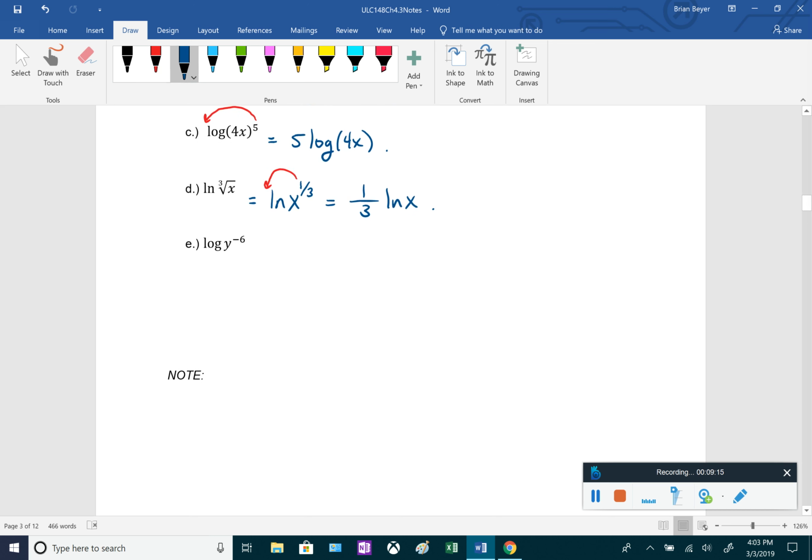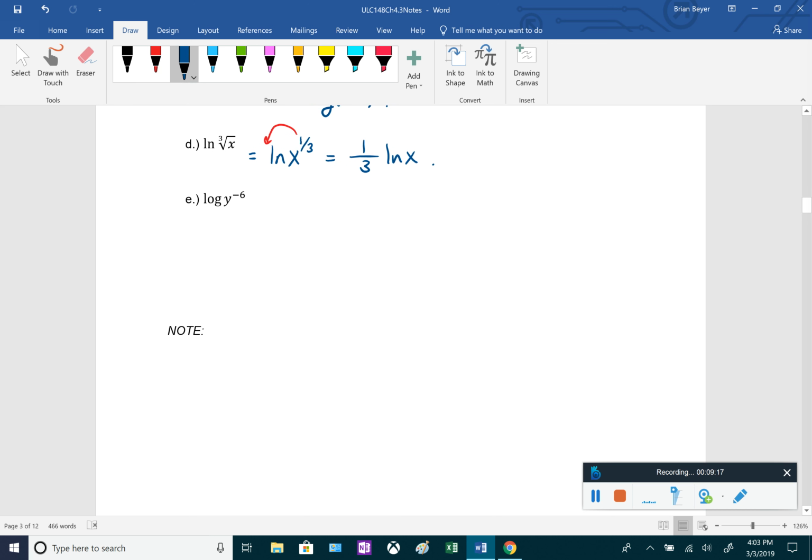And for the last one here, for e, we have log of y to the -6. So we bring down the exponent of -6. That's -6 times log of y. Okay, so pretty simple rule. It's just a quick little mini one-stepper.